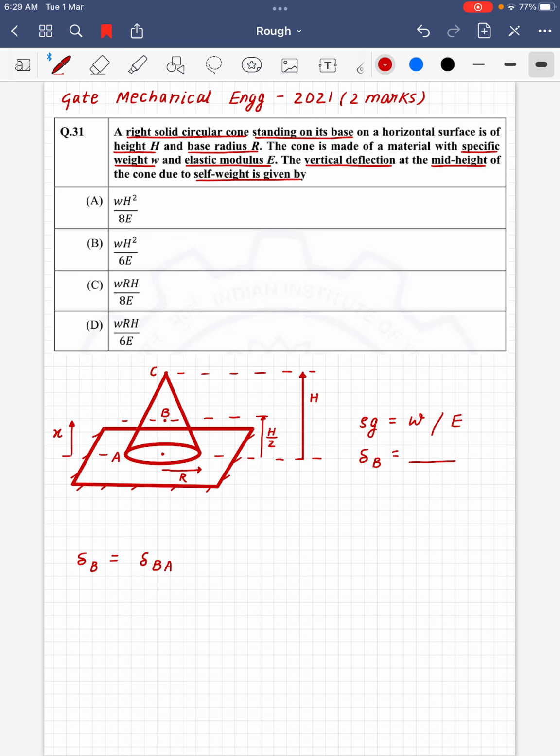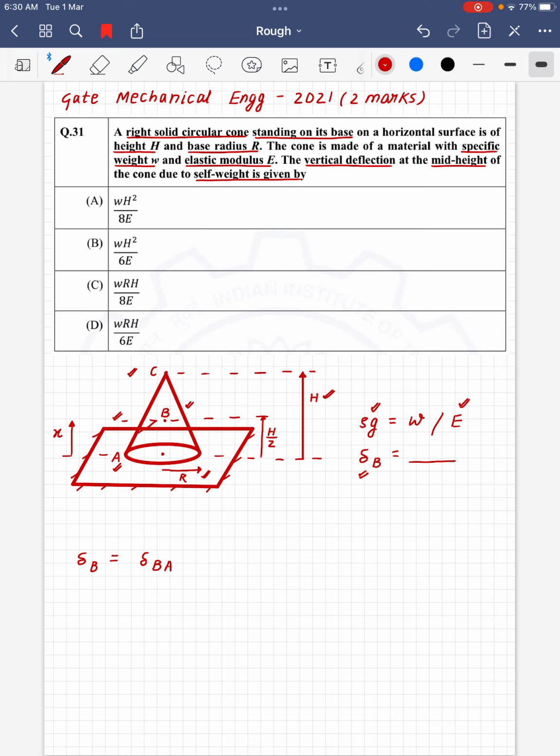Okay, so we have to find the vertical deflection at mid height of the cone. The base radius of the cone is r, height is h, specific weight rho g is W, and the elastic modulus is E. If we name the base point as A, the middle point as B, and the topmost point as C, then we have to find out the deflection at mid height, that is delta B.